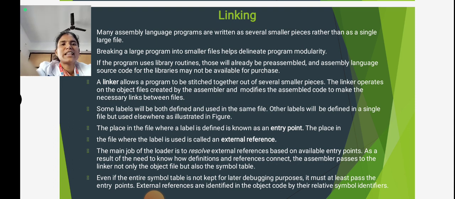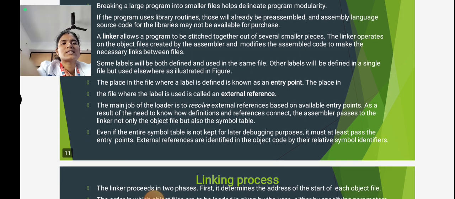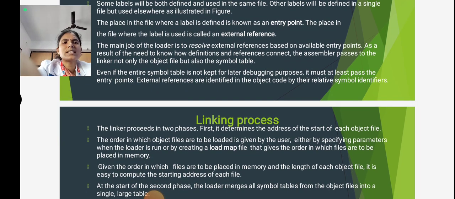The place in the file where a label is defined is known as the entry point. The place in the file where the label is used is called an external reference. In a linking process, the linker proceeds in two phases.